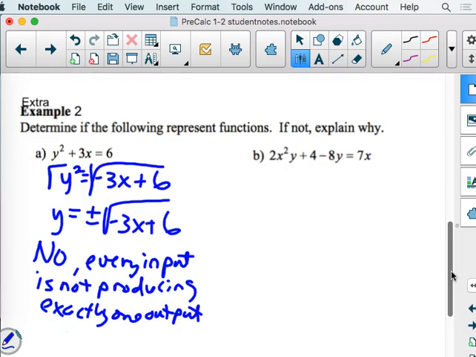Looking at B, things have gotten a little weird. We've got a couple of things with y in them. So let's move the thing that doesn't have y in it over to the other side. Just subtract the 4. Just solve for y. That means I have to separate y from the other stuff. How can I separate y? Factor. Yeah, pull y out by factoring.